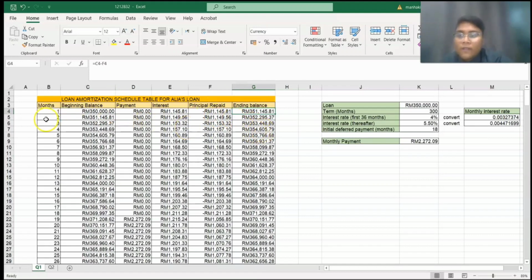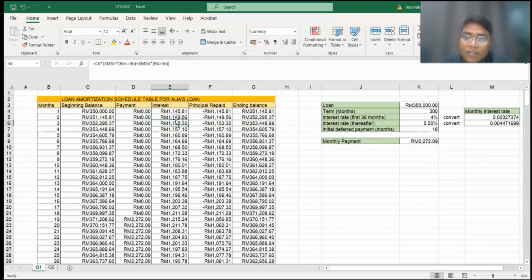So for the second month's beginning balance, I need to take the ending balance from the month before, which is 351,145.81. So I take this to the beginning balance of the second month. The payment is also the same. B5 is the month. If the month is less than 18, there will be zero payment, and thereafter it is K9, which is 2,272 ringgit.